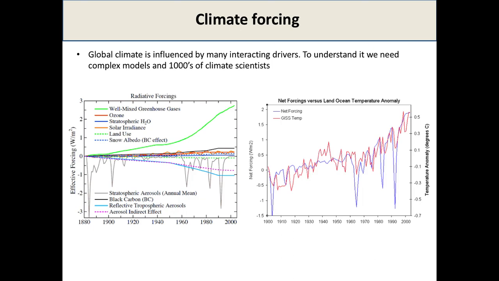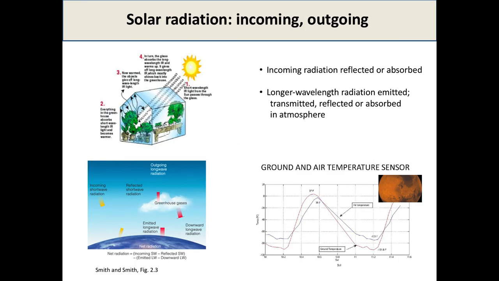We can take all of this information, put it into a very large and complex model, and test how that model explains temperature. How well does this model explain changes in global temperature? And what we see here, we've got a plot of this net forcing, dotted in blue, and the GISS temperature, which is set over here.